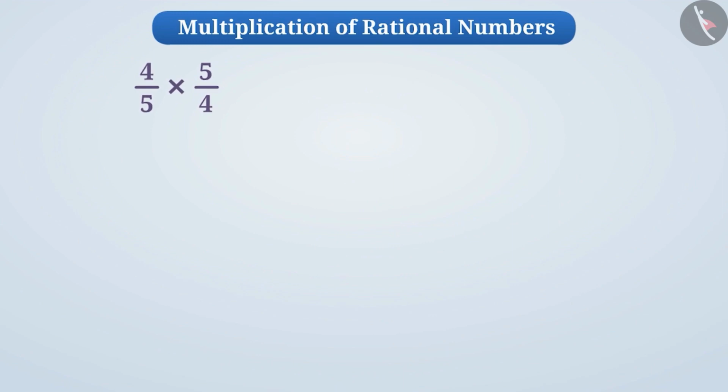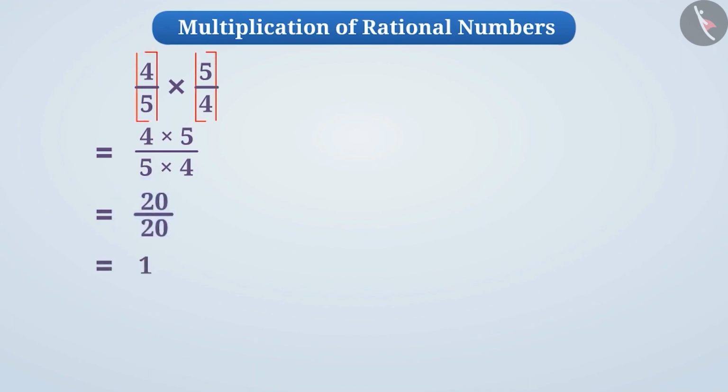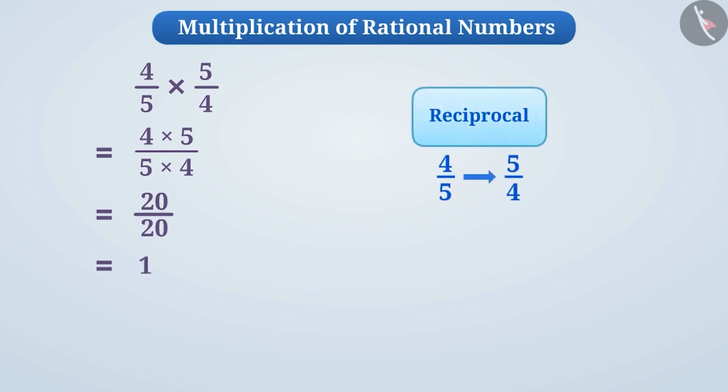Now think if we have to find the product of 4 by 5 into 5 by 4. How will we do it? Here also, we will multiply the numerators and denominators separately. 4 into 5 is equal to 20 and 5 into 4 is also 20. In this way, the final result will be 20 by 20, that is 1. Similarly, if the result of multiplication of any two rational numbers is 1, then they are reciprocals of each other.